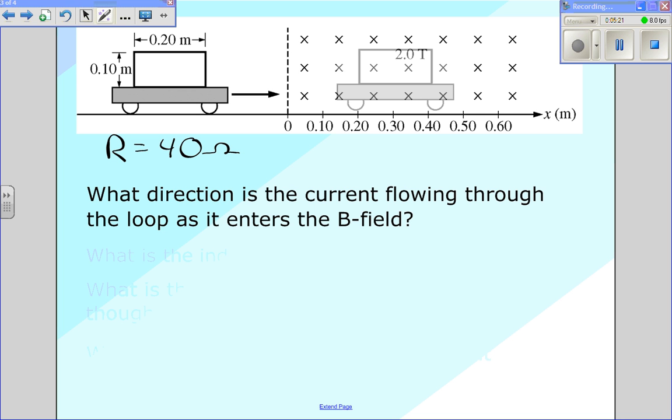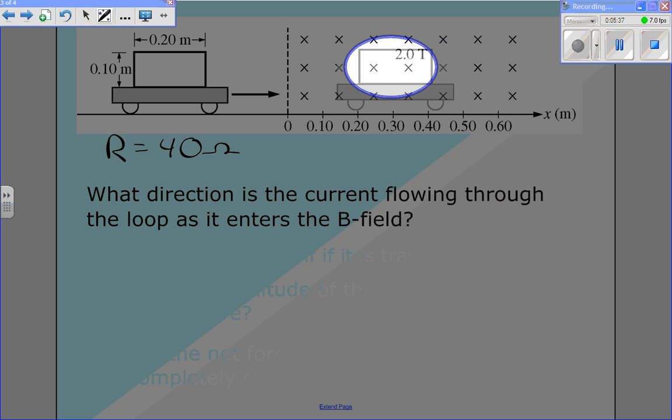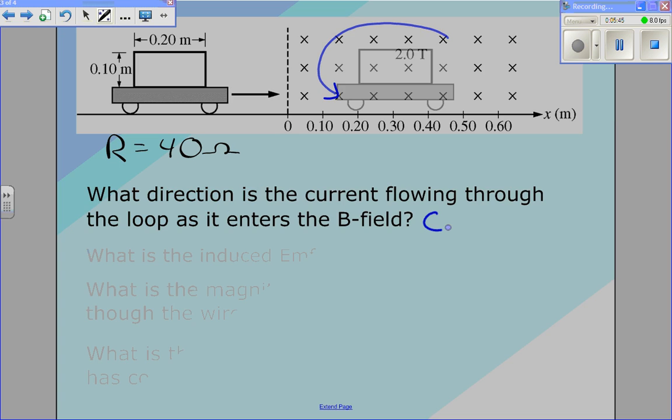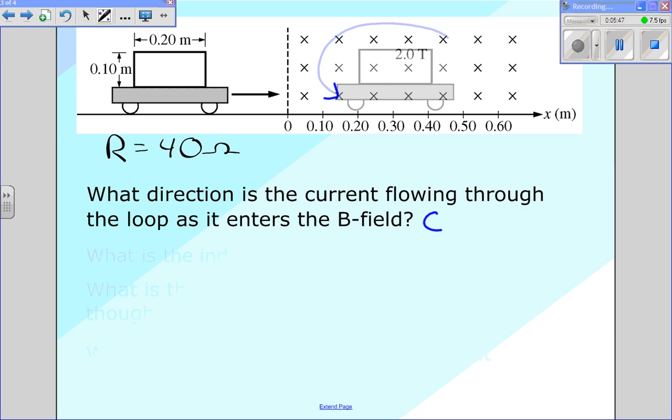So we're going to use right-hand rule number 2. Everybody do this with me. Take the thumb of your right hand and point it outwards. Curl your fingers, and those fingers curl in the counterclockwise direction. So we know that the current is going to be flowing through this loop this way in the counterclockwise direction. So the answer to this question is counterclockwise. There we go.